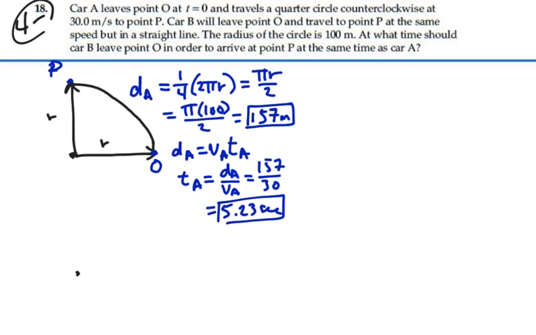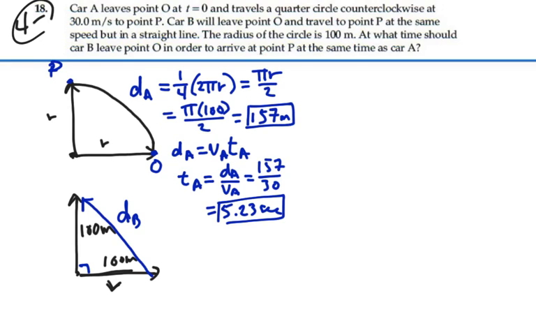Car B has this situation. We're looking at an isosceles triangle, radius r here, which is 100 meters. And then we have another side here, which is also 100 meters. And the path for B is going to be a straight line like that. So the distance for B is that hypotenuse of that right triangle.